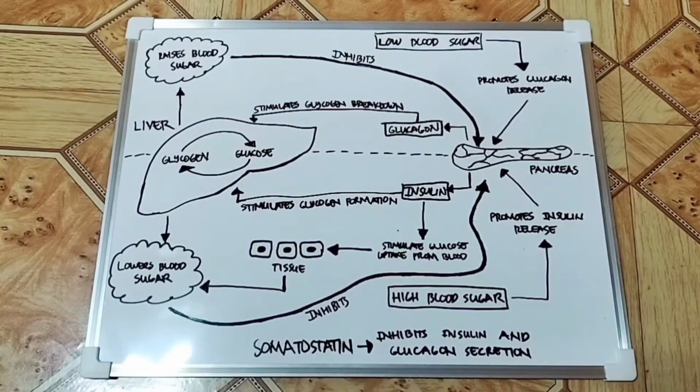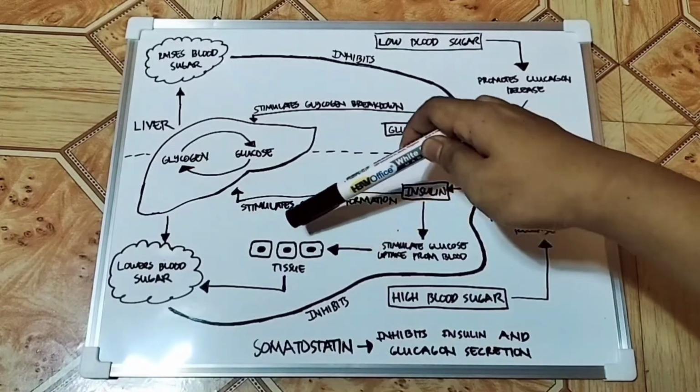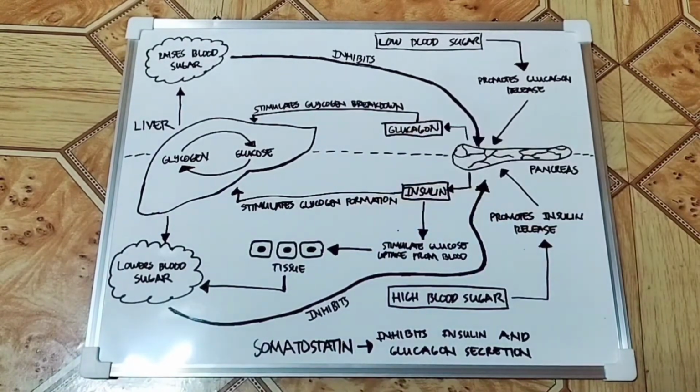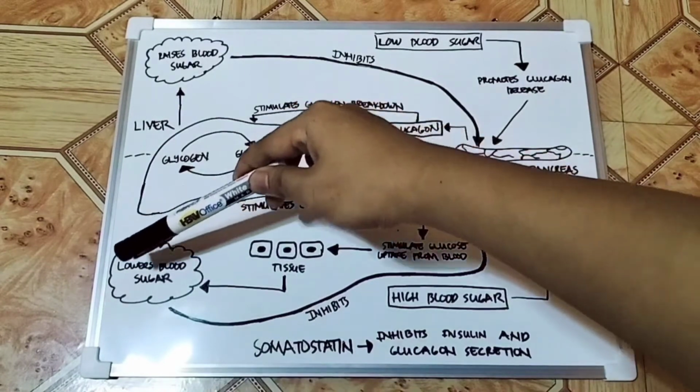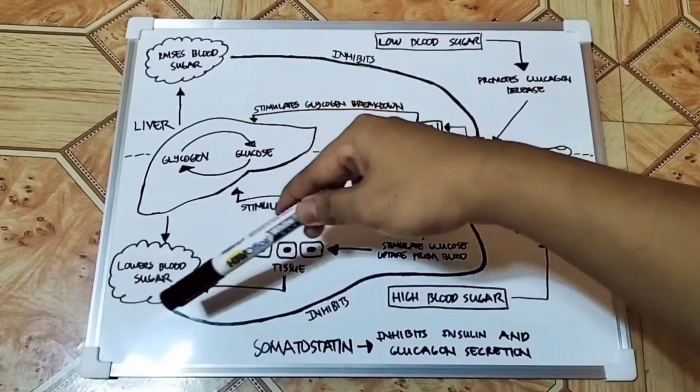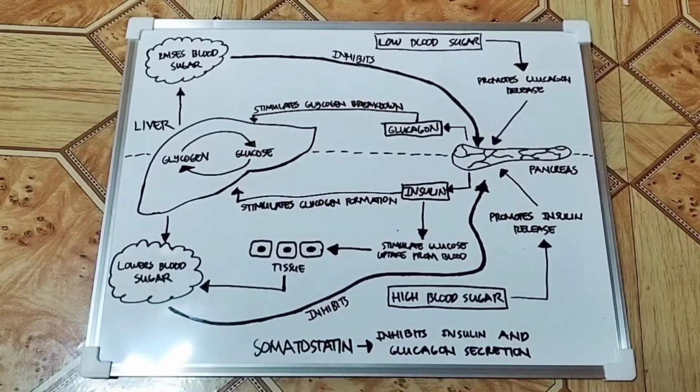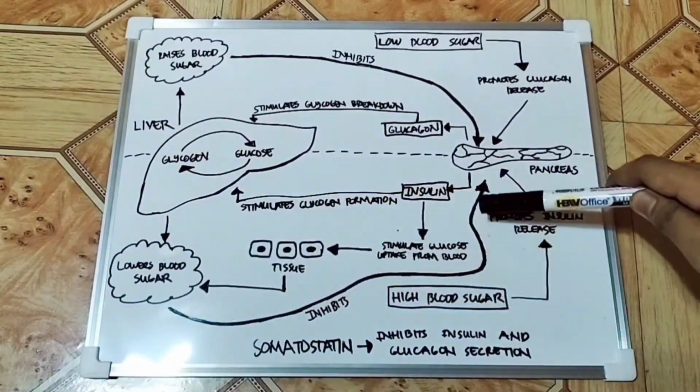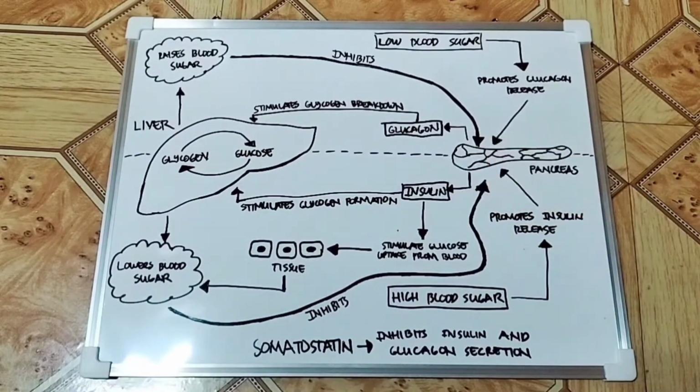Insulin also stimulates glucose uptake from blood into the different types of insulin-dependent body tissue. This also lowers blood sugar to the normal level. When the blood sugar decreases to the normal level, this inhibits the further release of insulin from the pancreas.